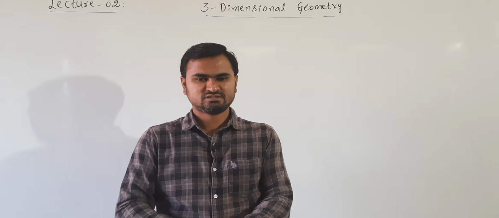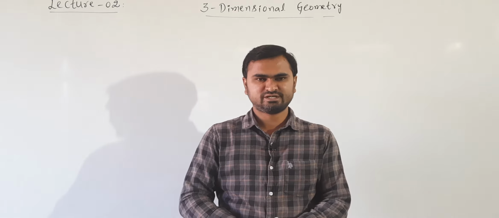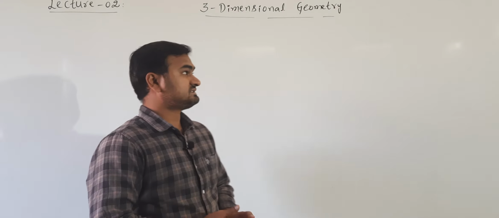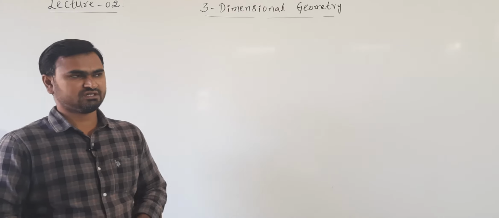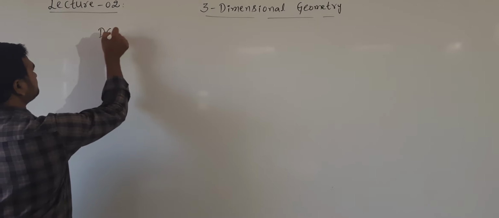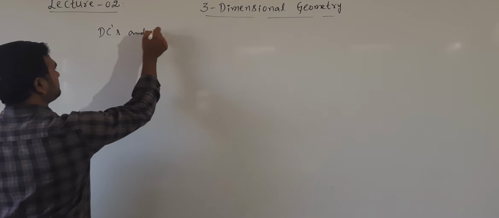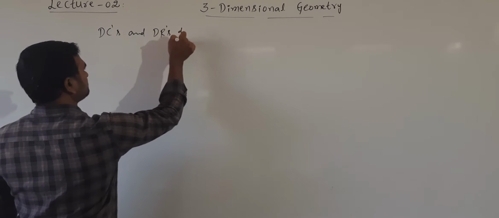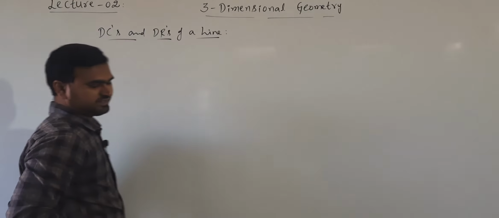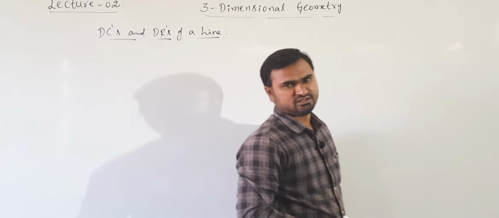Hello students, so we are discussing three-dimensional geometry. In that, we studied in the last class DCs and DRs of a line. Okay, so DCs and DRs of a line. So how do you find the DCs and DRs of a line?